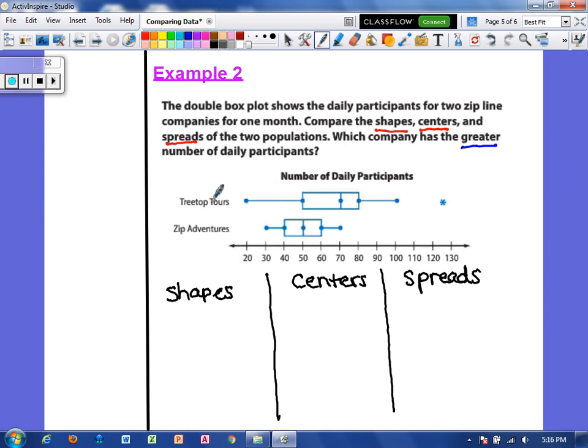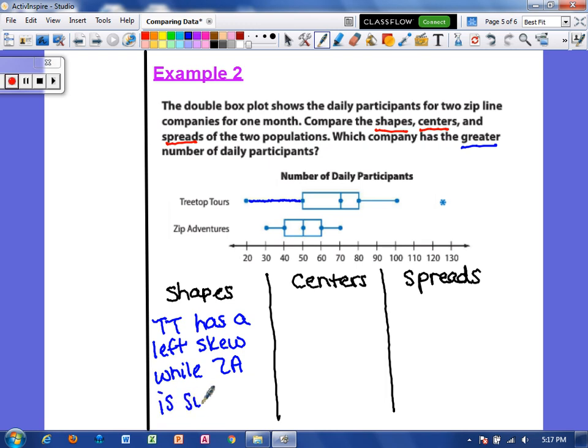Okay, so for Treetop Tours, we see that it has that longer tail on the left side. So that's going to have a left skew. Zip Adventures has equal tails on either side, so this is symmetric. So Treetop Tours has a left skew, while Zip Adventures is symmetric.